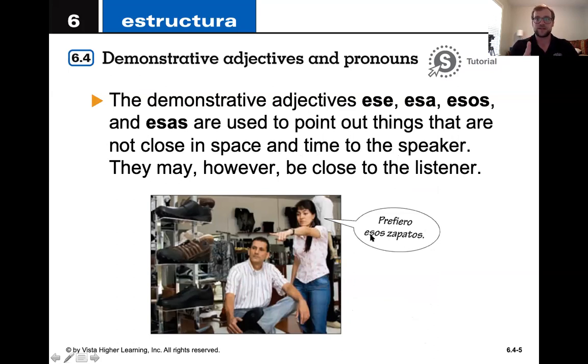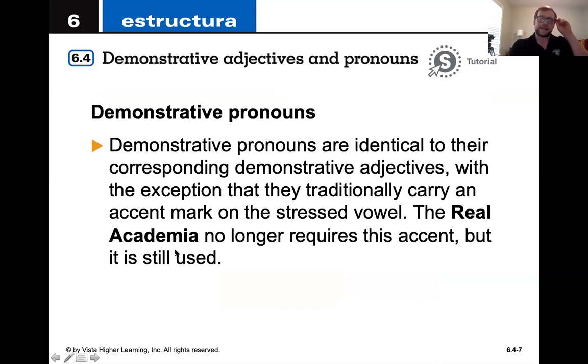This and these have T's, that and those do not. So she's saying here, I prefer those shoes, right? He's a little closer to the shoes and she's further away. So those shoes over there, not these shoes that he has on, but those shoes. Okay, muy bien.